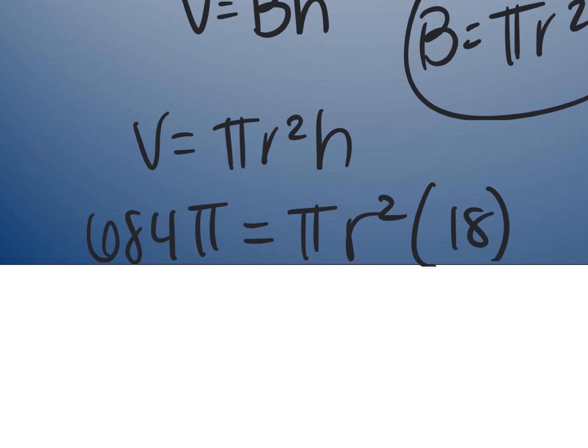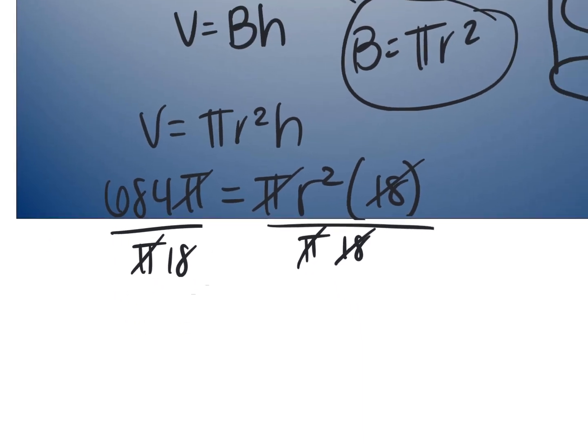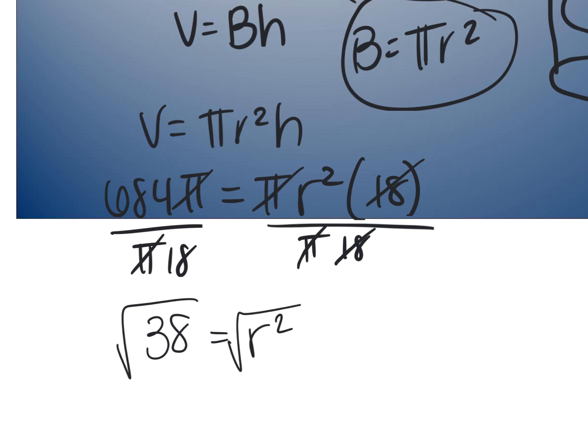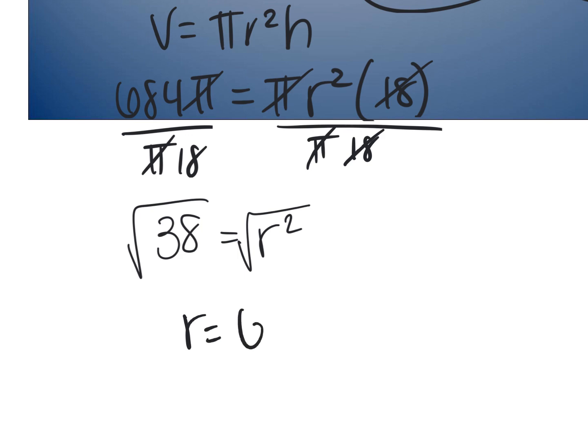I'm solving for the radius. I'm going to divide by pi and 18 so that these both cancel out. Divide by pi and 18. The pi's will cancel out. So I'm going to get 684 divided by 18, which is 38, equals r squared. And then I just take the square root of both sides. So we take the square root of 38, and we get 6.2. So our radius is 6.2.